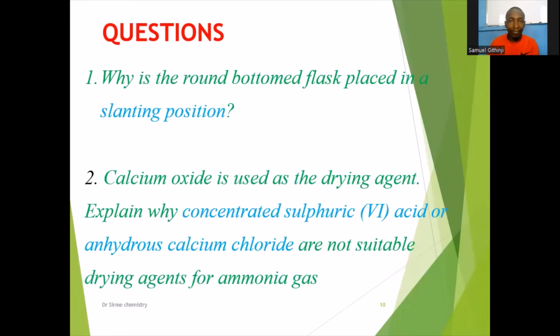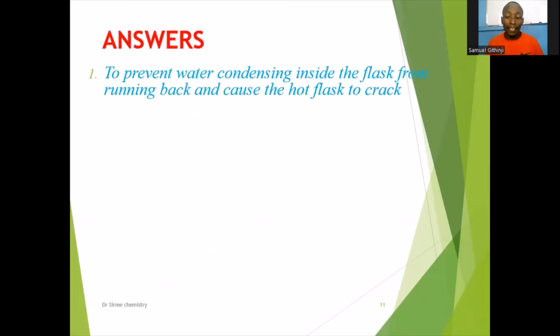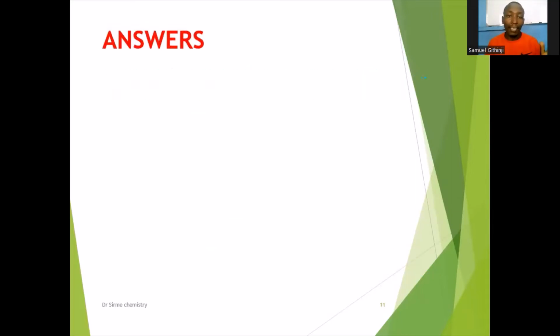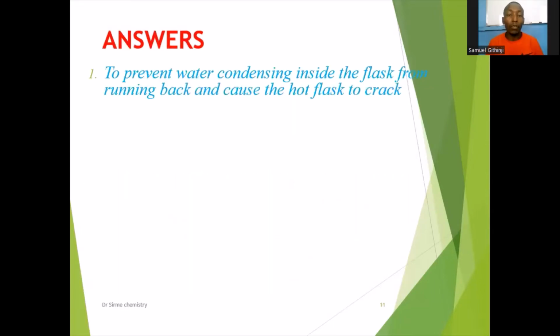Good. These two questions, expect them. Expect this question in any exam because it's very key to understand. Now the answers. The reason why the round bottomed flask is in a slanting manner is to prevent water from condensing inside the flask. If it condenses, it will run back, and of course that will lead to the breakage of the hot flask. So that is the reason for that.